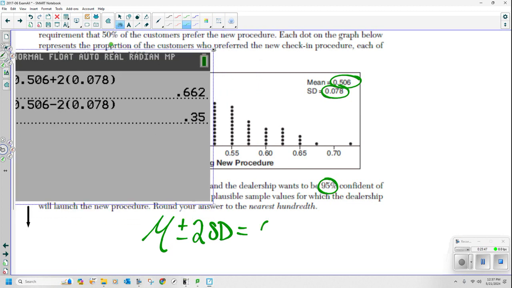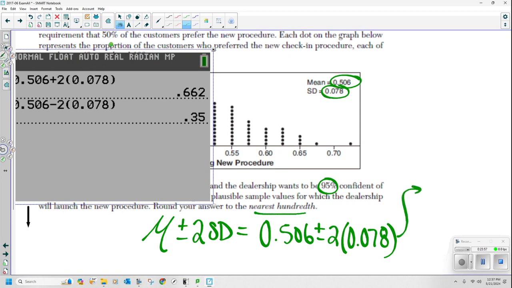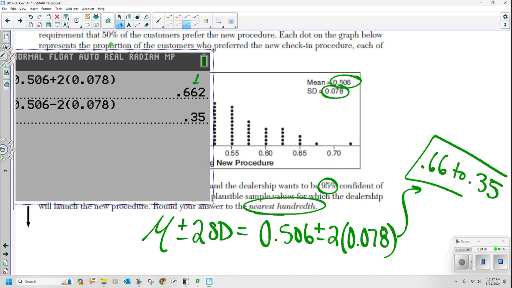And I'm going to put 0.506 plus or minus 2 times 0.078 to the nearest hundredth, 2 decimal places. This will just say 0.66. So from 0.66 to 0.35, 95% of all outcomes will fall between those two proportions, and that's normal. Anything in that interval is normal.